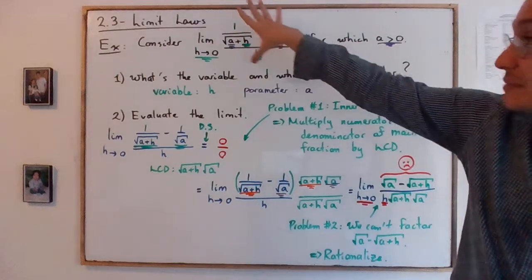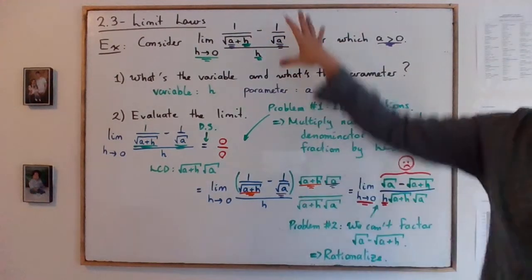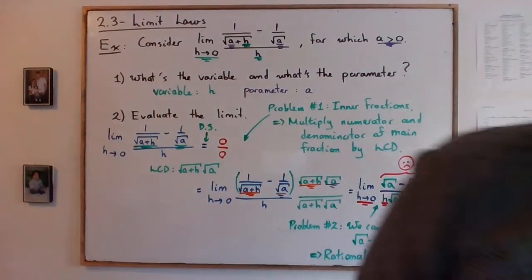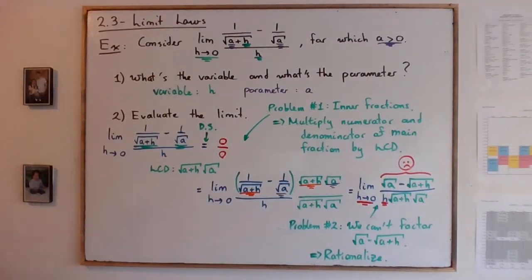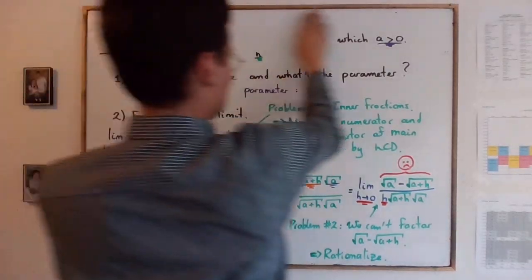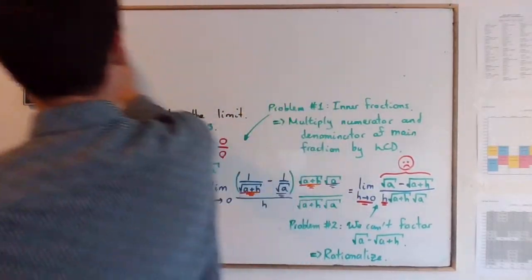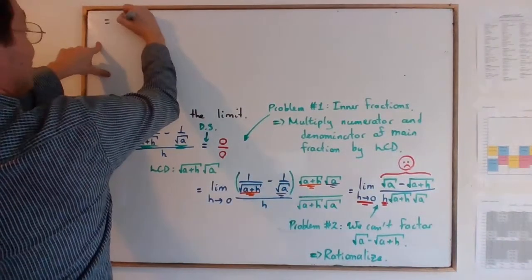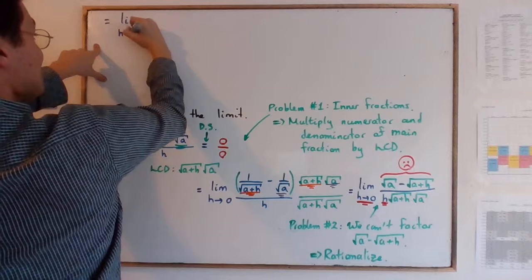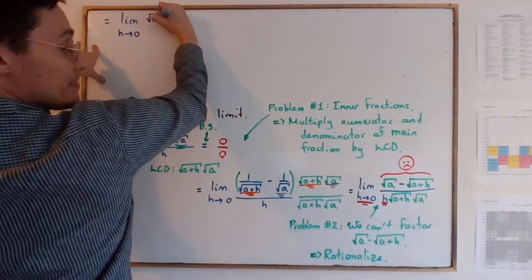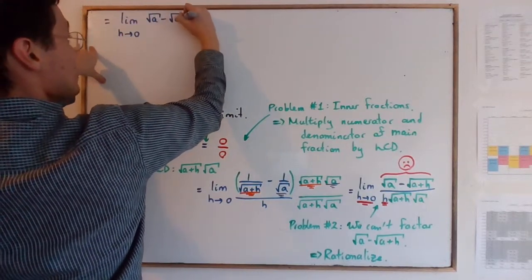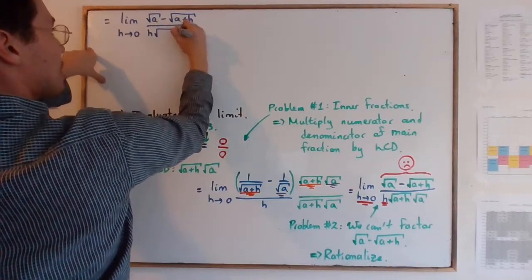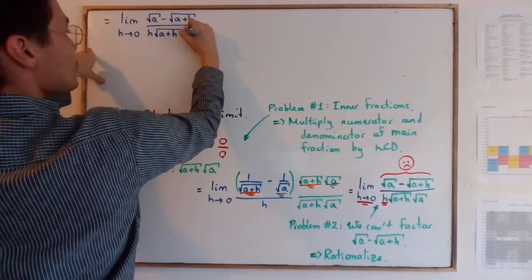So I'm going to continue the limit over here. I'm going to erase the statement and the question 1. So where's my eraser? It should be nearby. Here you are. So it means that we have the limit as h is approaching 0 of the square root of a minus the square root of a plus h, divided by h times the square root of a plus h times the square root of a.